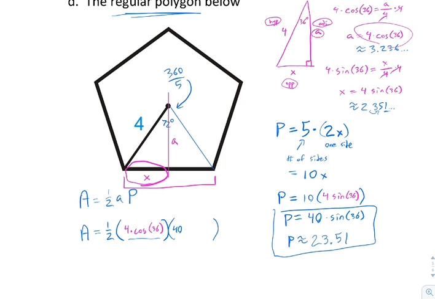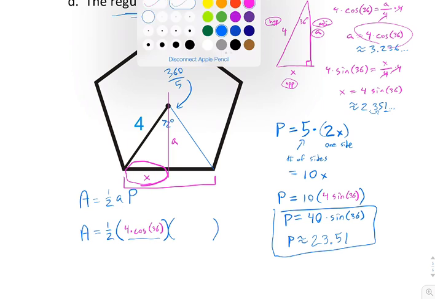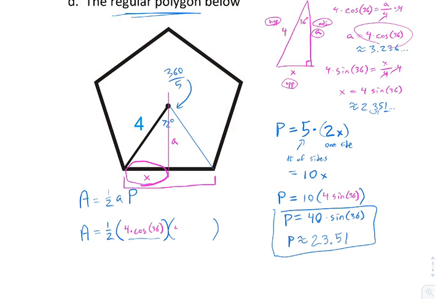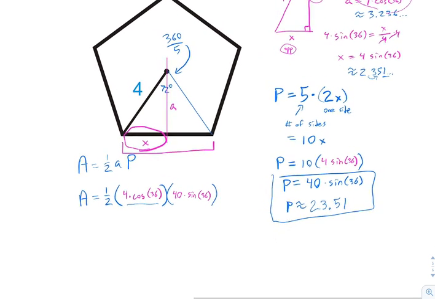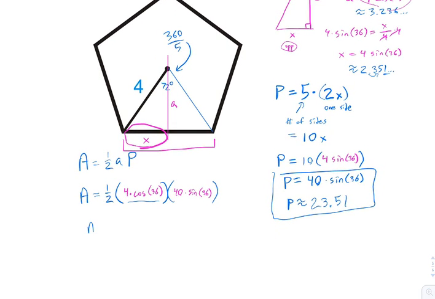I'm going to put in the 40 times sine of 36. I'll use pink here just to show that I'm substituting it in. So I found my perimeter is 40 times sine of 36. Or you could just use a longer decimal. Use like 4 decimal places in the middle of the problem and only round when you get to the end. Again, I prefer using the exact ones, and that'll benefit you next year when you're in Algebra 2 or Trig.